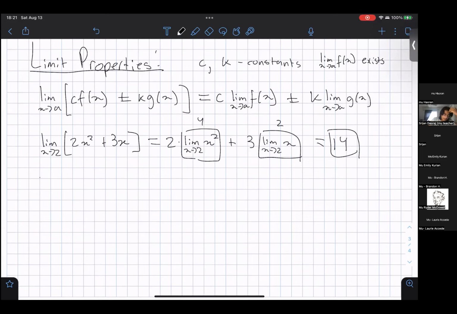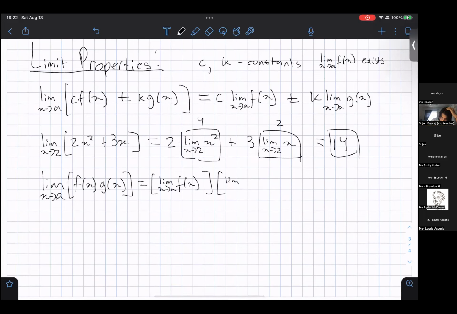The second property, honestly, I even still forget this property, and when I use it, I think it's like magic. If the limit as x approaches a of f of x exists, and also the limit as x approaches a of g of x exists, then you can again distribute this limit so that it's the limit as x approaches a of f of x times the limit as x approaches a of g of x. So you can distribute this limit inside of this whole multiplication thing that's going on.